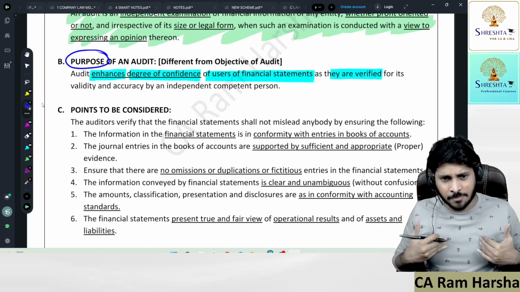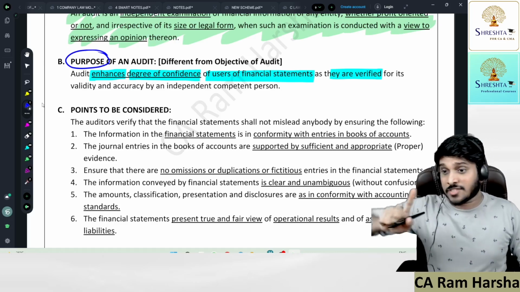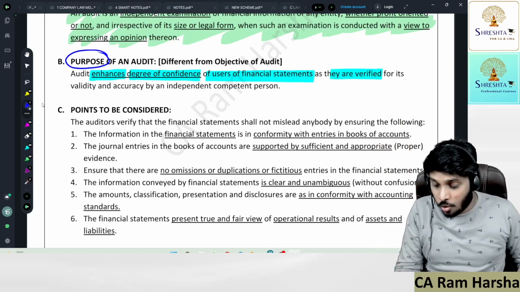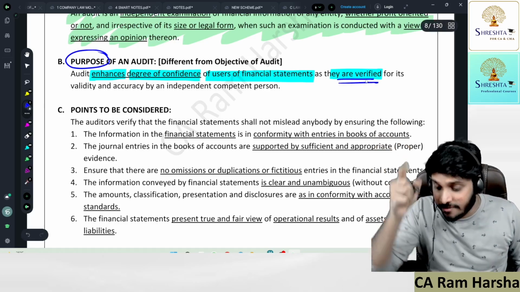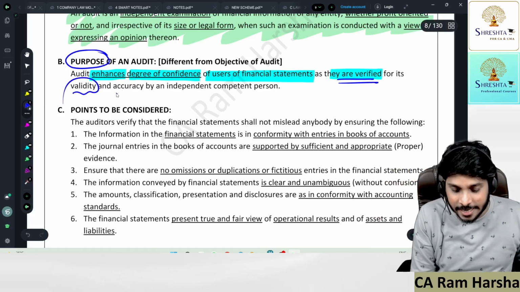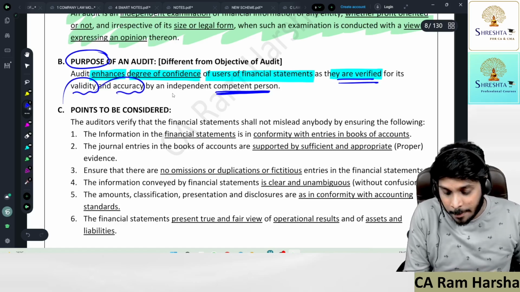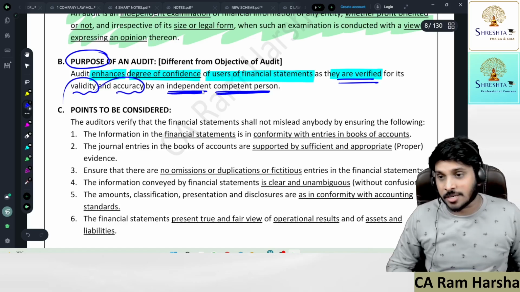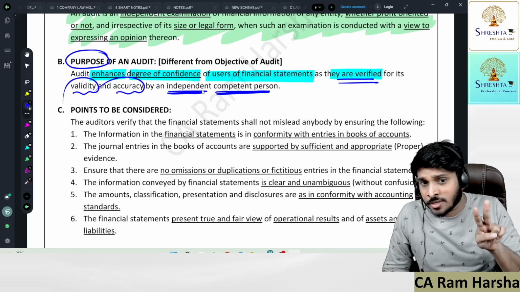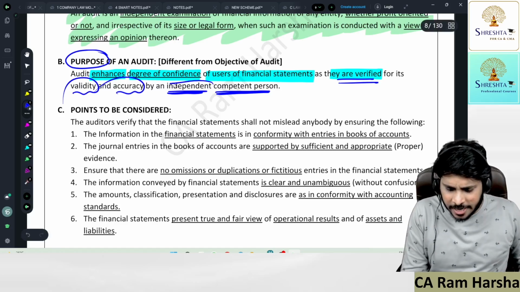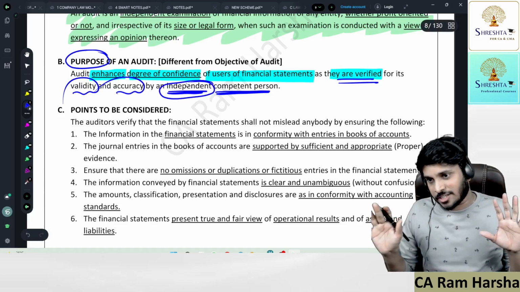Only then we trusted. Now tell me, if somebody else verified this, do we trust that? No. Only if he verified for their validity, for their accuracy, because he is a competent person, because he is an independent person. There are two aspects: competency and independence. Getting it? So only if an independent person gives an opinion, we believe it.